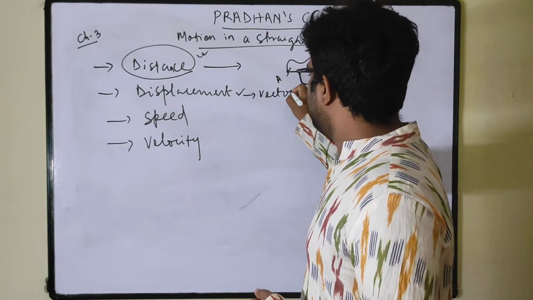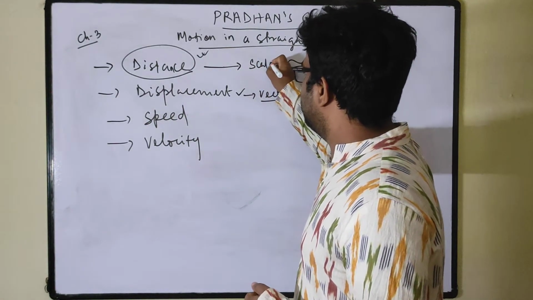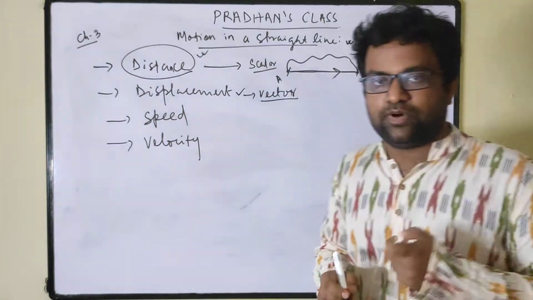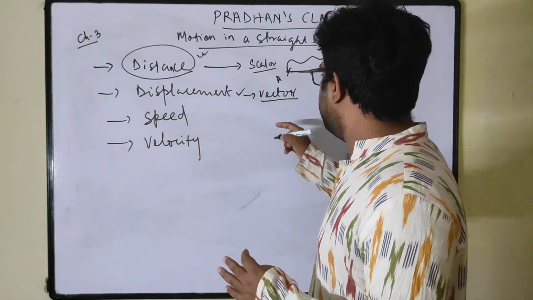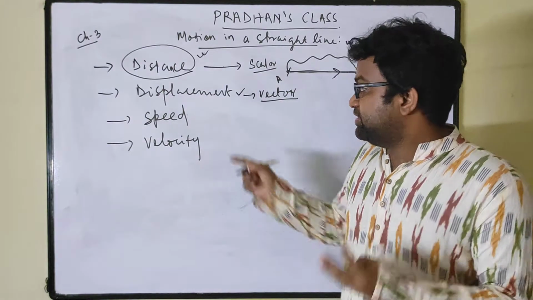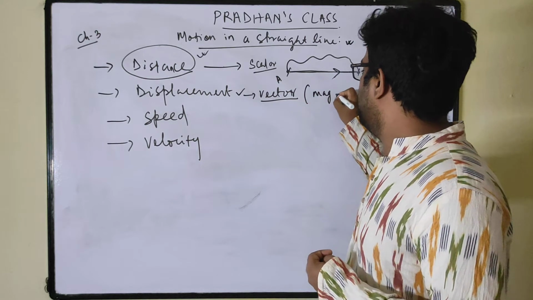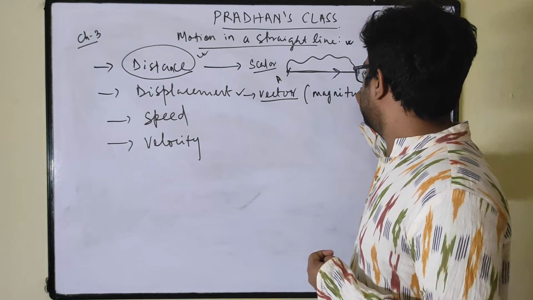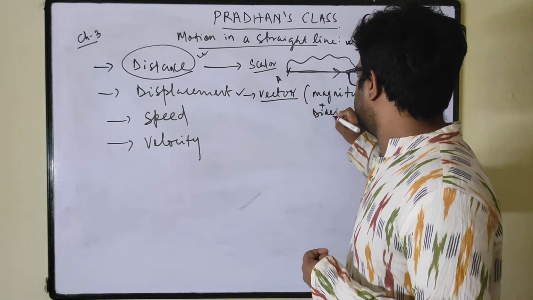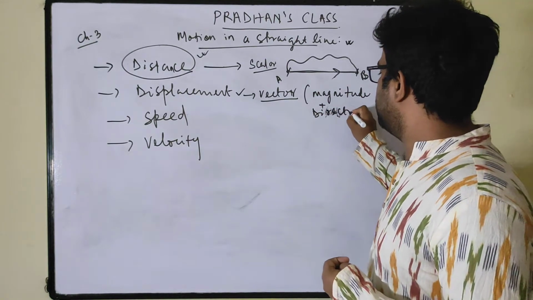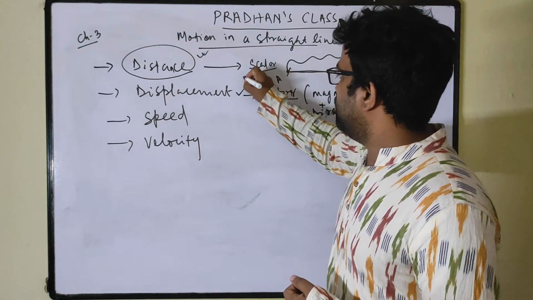These terms may be new to you. Vector and scalar. Distance is a scalar. I will discuss these terms one by one in detail, what a vector is, what a scalar is. For now, just understand that a vector is a quantity which has both magnitude plus direction, that is a vector quantity, and distance is a scalar quantity, that means it has only magnitude.